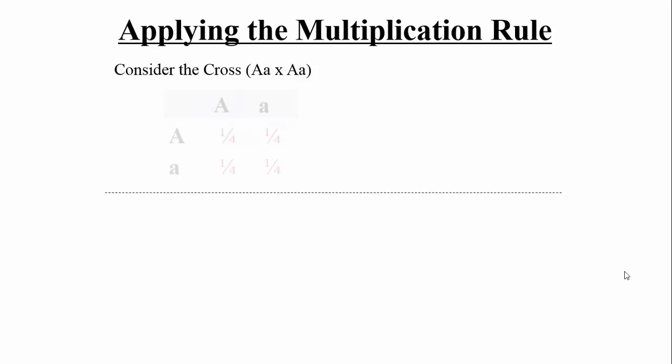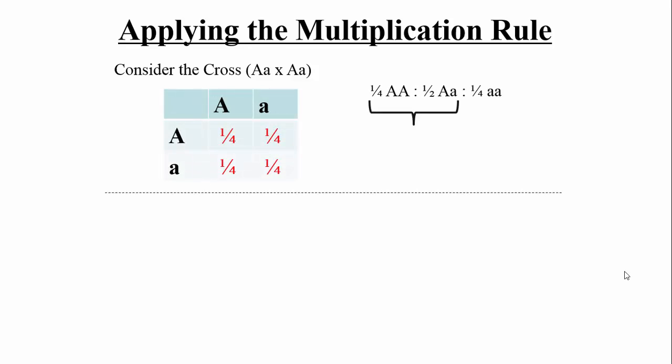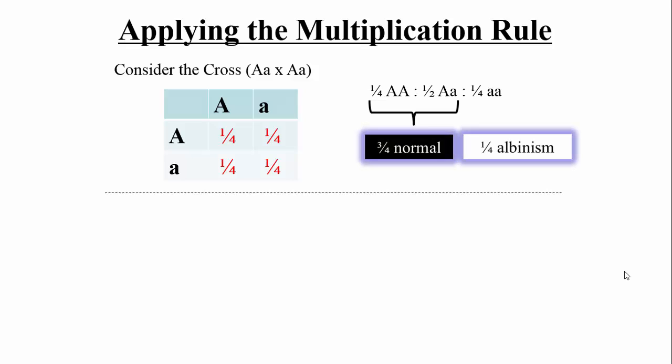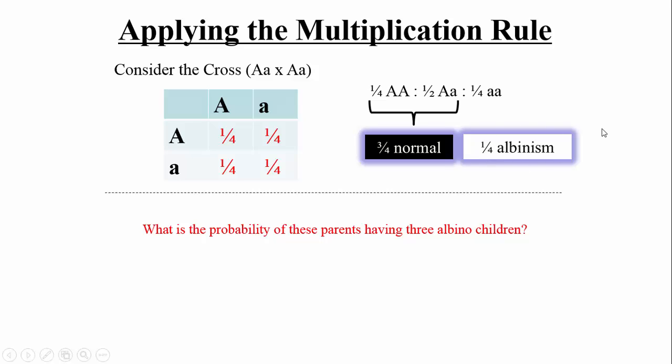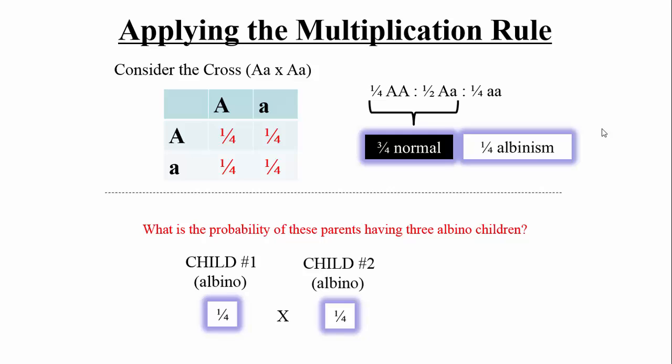Let's ask another question. Again, applying the same principles that we learned, but let's look at the multiplication rule this time. So same problem, but multiplication rule. Here's a new question. What's the probability of these parents having 3 albino children? In this question, the only number we really care about is this one here. Each individual child has a 1/4 chance of being albino. So if they're going to have 3 albino children in a row, the first child is going to be albino, 1/4. The second child is going to be albino, 1/4. And the third child is going to be albino, 1/4.